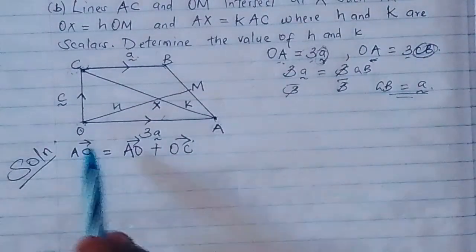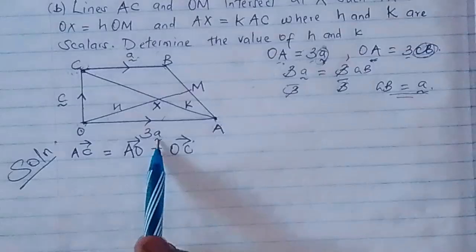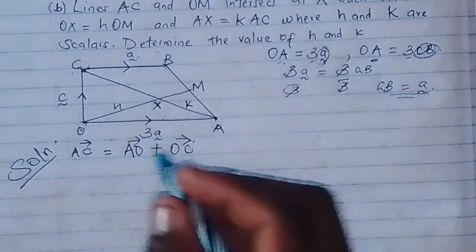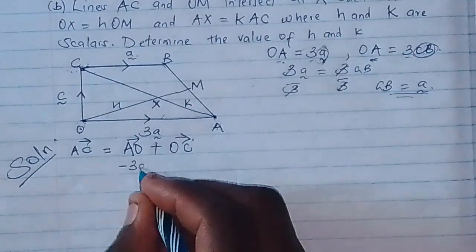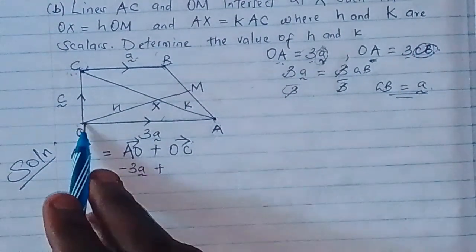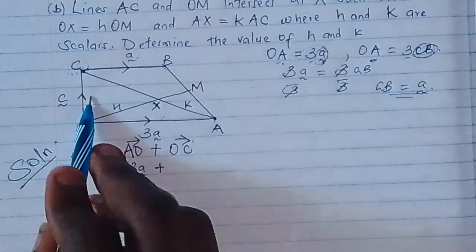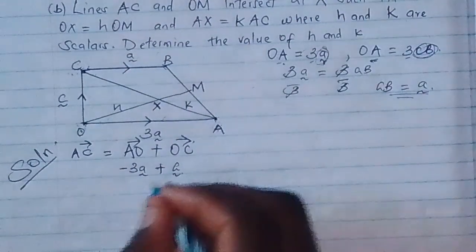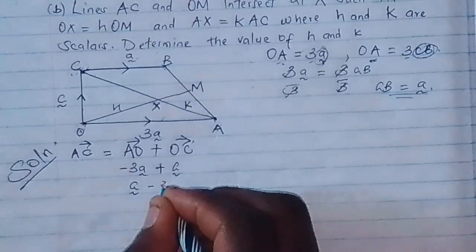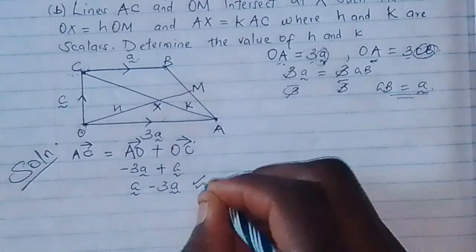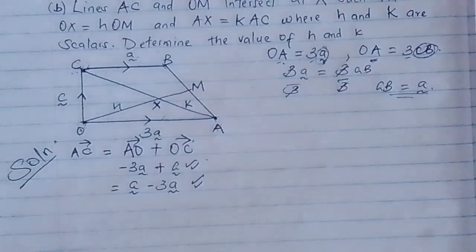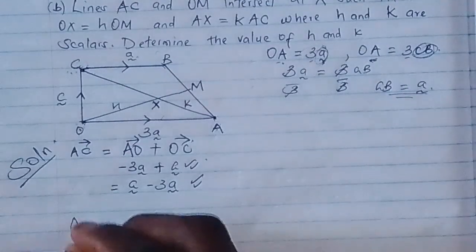So AO, we've said that from O to A it was positive 3A, but now we've changed the direction from A to O, and that will be negative 3A, plus O to C. It is from O to C, and we are given that it is vector C. This is the same as writing vector C minus 3A. The two are the same. So this gives us the answer for vector AC. Understood? Now we are going to vector AB.